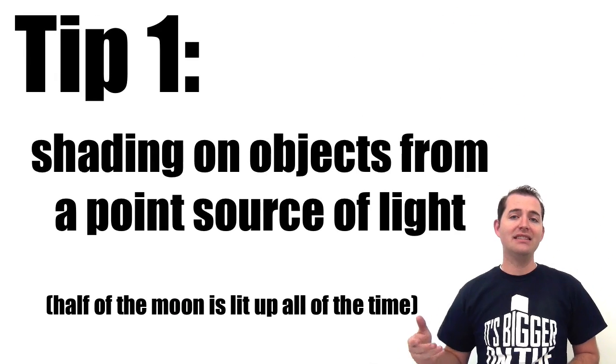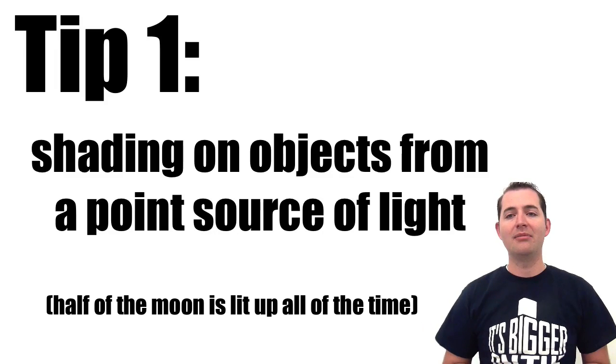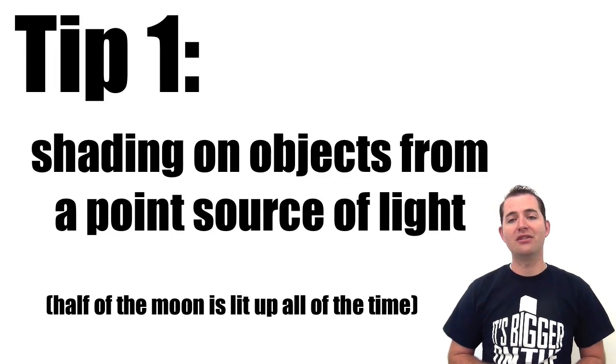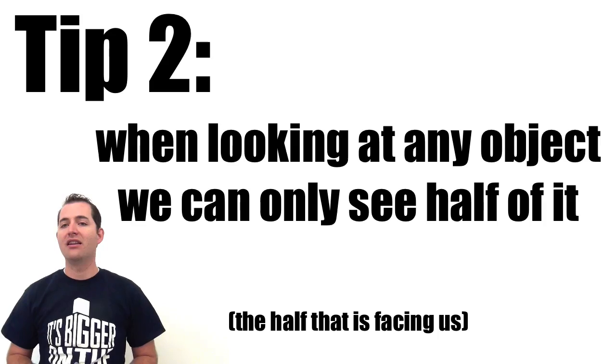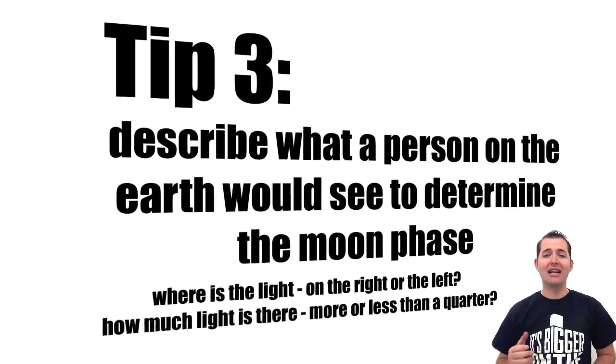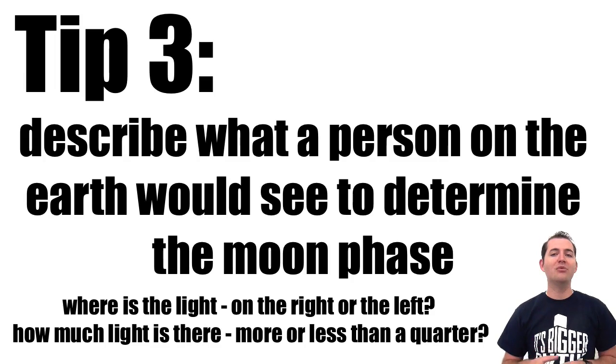And as we do this, it's important to remember the 3 things that help us identify the moon phases. The first is that the side of the moon facing the sun is always going to be lit up, and the side away from the sun is always going to be dark. The second is that from an earthbound observer's perspective, we can only see the half of the moon that is facing us. There's no way that we can see the back half of the moon. Third thing to remember is that it helps to look at and describe what the moon would look like to help us identify the name and the shape and look of the moon from an earthbound observer's perspective.